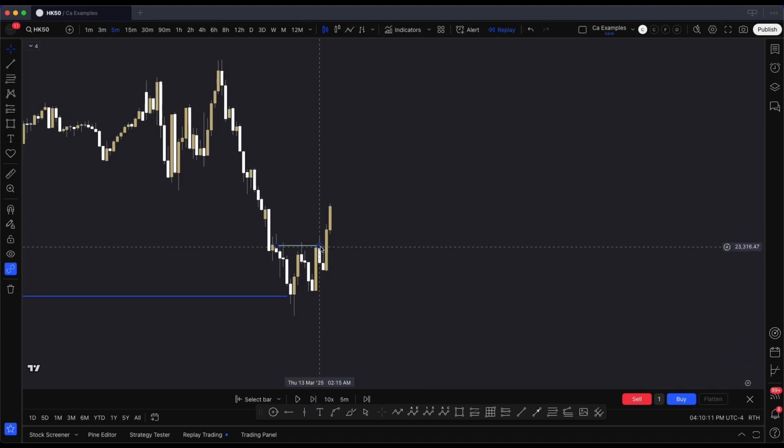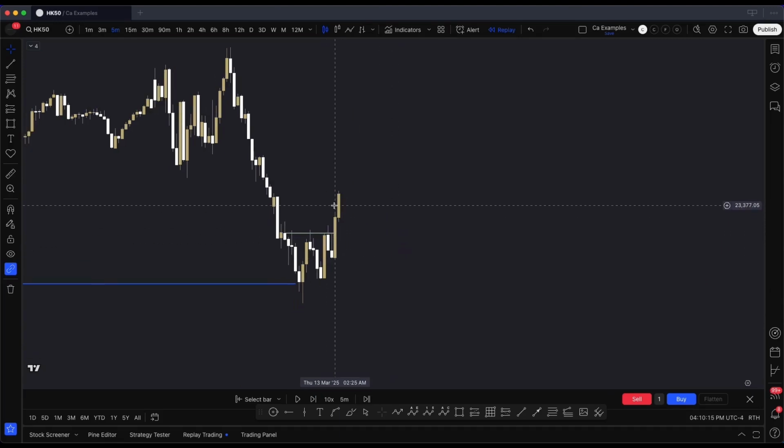Okay, so we finally got that body closure. Now once the body closes over it, you can either wait for price to retrace into the fair value gap that it creates, or you can just enter off of the first candle that closes over the change of state of delivery. And if the candle's pretty big, like in this case it's a nice big candle, you can use that as a really good signal to enter.